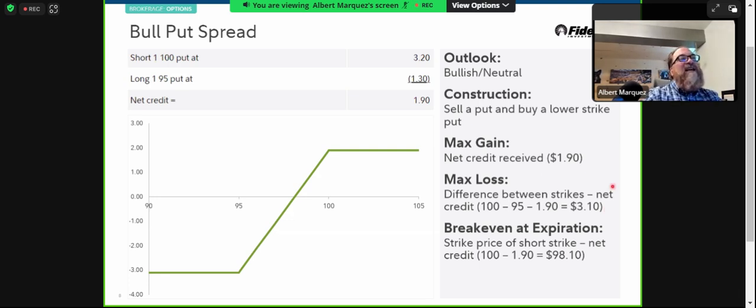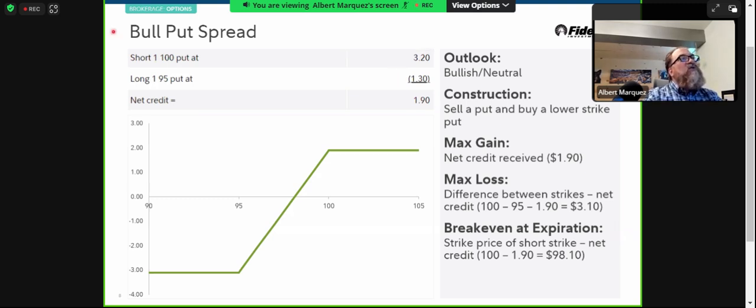So as you can see, yes, it's a slightly bullish outlook, but if you had an extremely bullish outlook, you'd want to make more than $1.90 on this particular trade. So right away you can see a limitation of this strategy: if you do have that outlook, this might not be your best choice. The break even at expiration is easy. That's going to be the short strike price, subtracting that net credit.